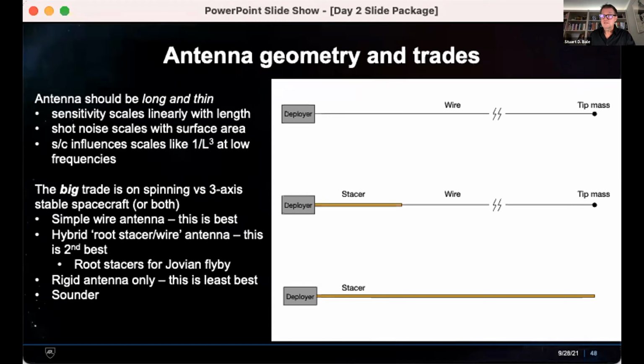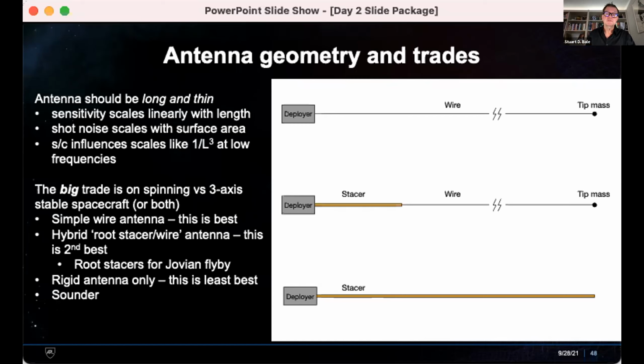You might want to have rigid antennas, and so in that case, you have something like Stereo or even Voyager. Maybe longer, 10 meters would probably be achievable. But then you have the issue of the diameter. The diameter is relatively fat, and so the surface area is large, and the shot noise will come to dominate the signal at some point. And then you lose this capability for a reliable density measurement.